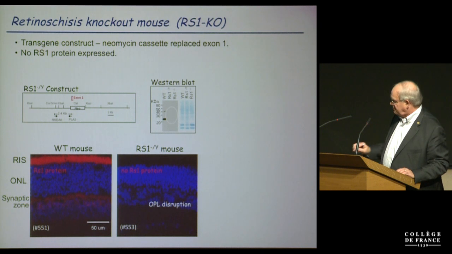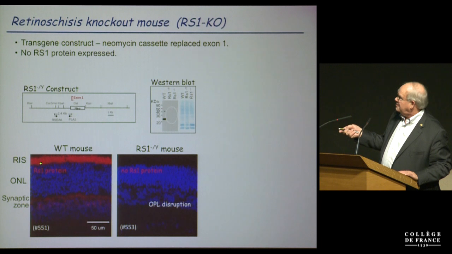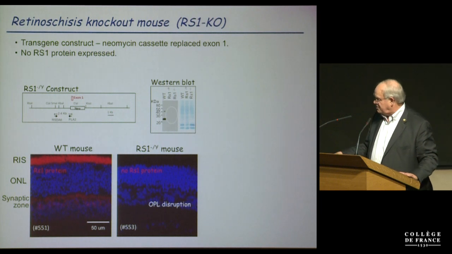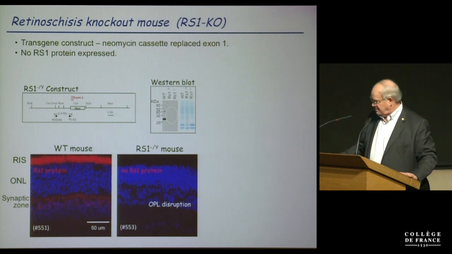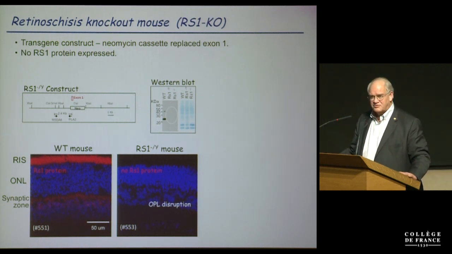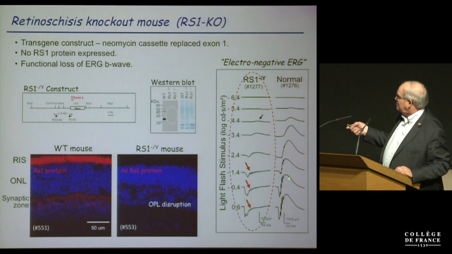We did so by inserting the neomycin cassette in place of exon 1, and that eliminated protein production, retinoschisin protein. Here in the wild-type mouse, one sees it in the rods and in the synapse particularly, and this animal does not have that protein. One also sees that there is disruption of the retinal layers. So there is a structural correlate in the mouse of this problem. In addition, compared to the normal animal, a normal mouse with the A wave and the B wave, this animal is lacking a B wave.